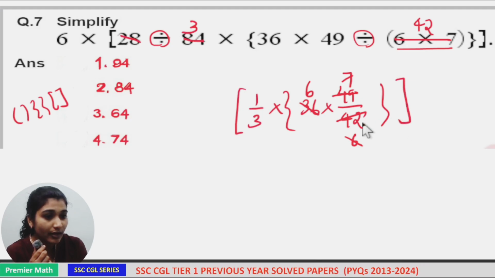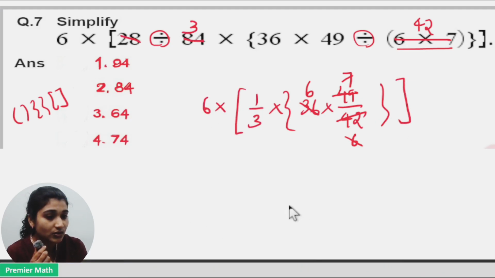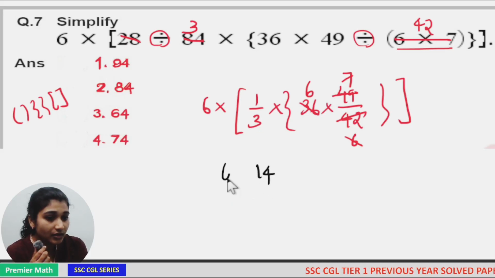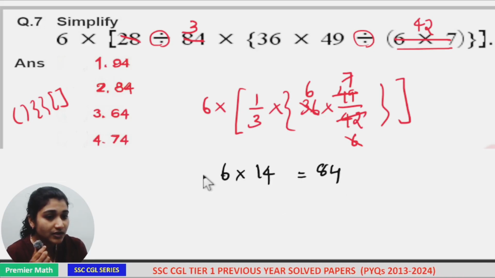Close the square bracket. Here outside is 6 into. Now this is equal to 6 into 7, 42 by 3, which is 14. So 6 into 14 is equal to 60 plus 24, 84 is our answer. Option 2 is our answer.